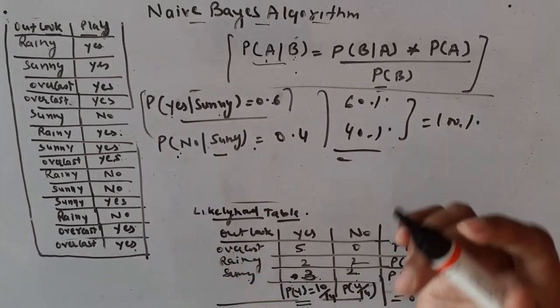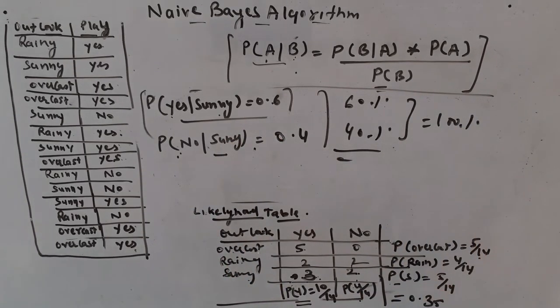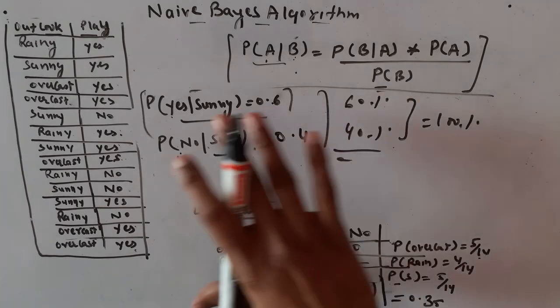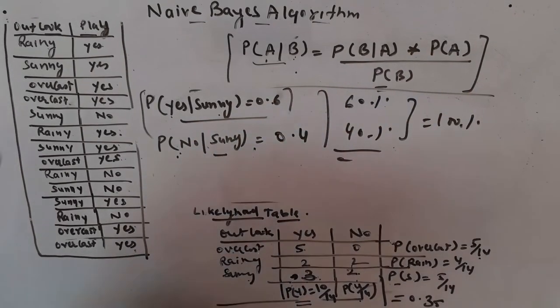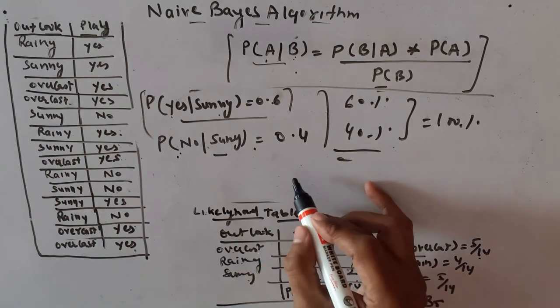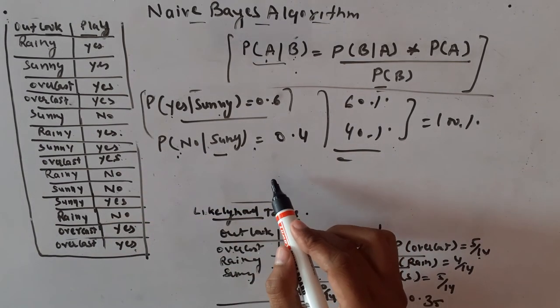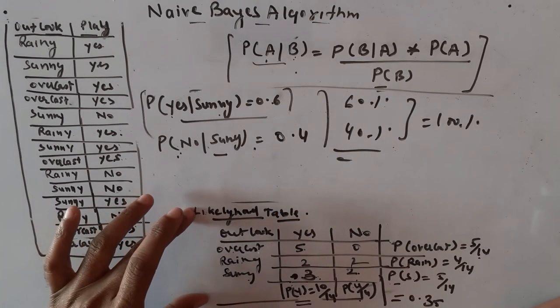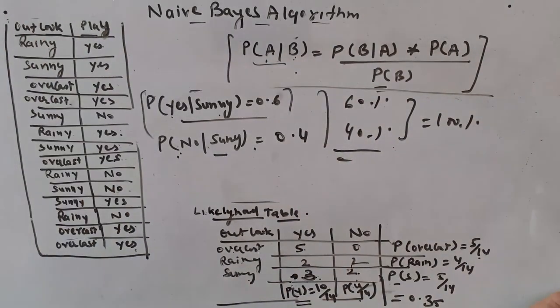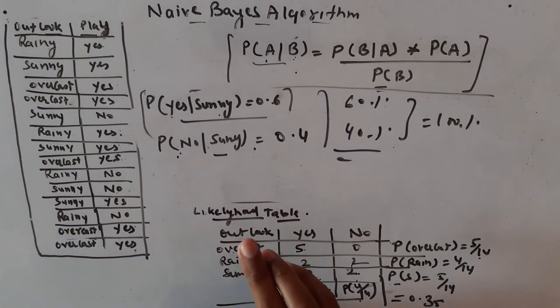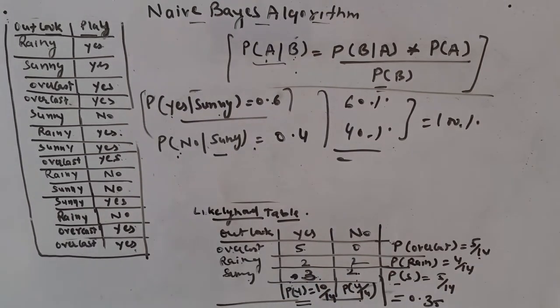These are the concepts. You just need to have a quick look at your probability concepts, and then you can apply this formula in the steps that I have mentioned. First, you need to find the frequency table, then you find the likelihood table, and then you apply this formula. So these are only these three steps, and you can apply this algorithm on any problem set.